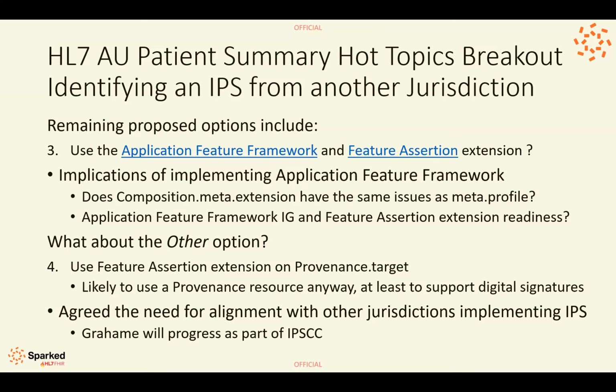But in the end, we agreed that we needed to align with what other jurisdictions are doing. And that's where Graham basically said he will progress this at a group called the International Patient Summary Coordination Committee, which is looking at ensuring consistency of IPS implementations across the globe.